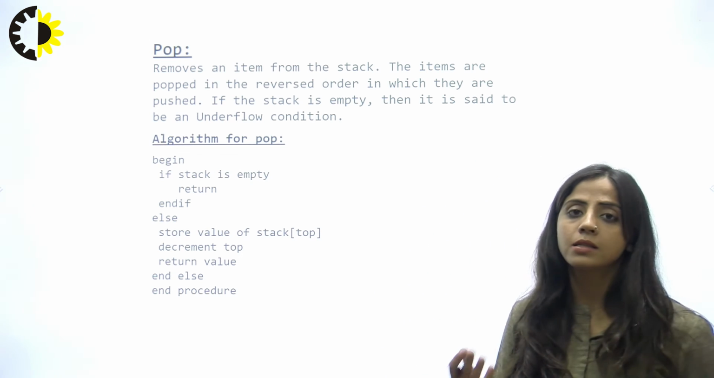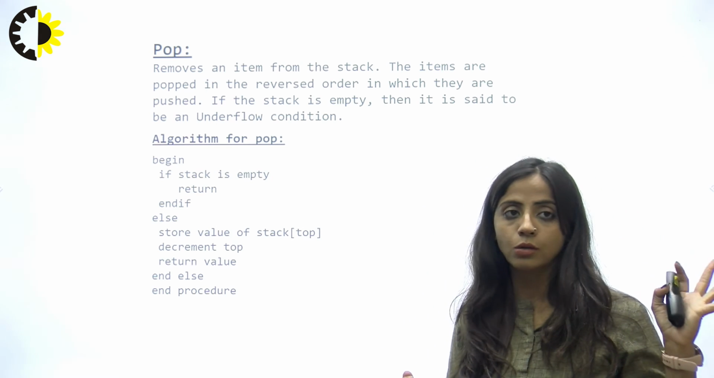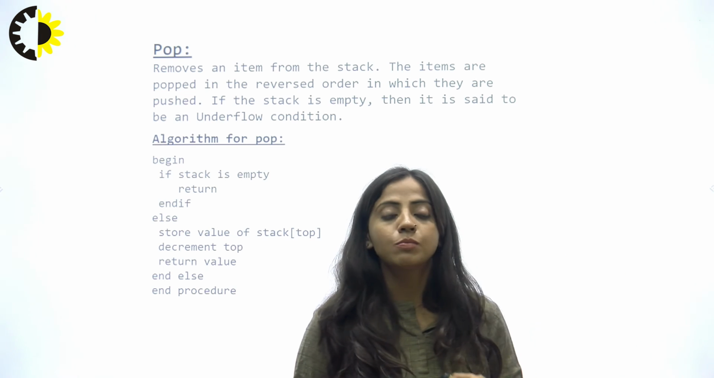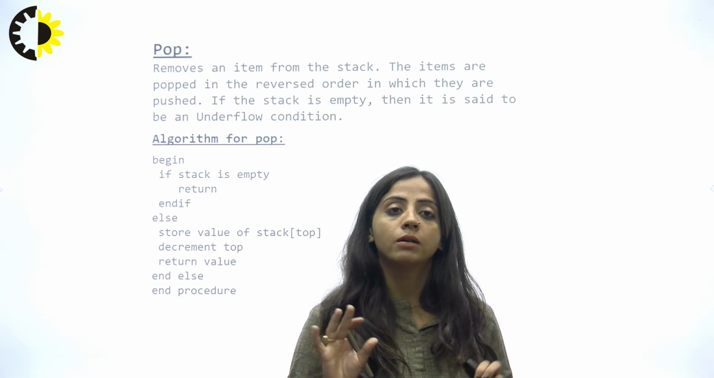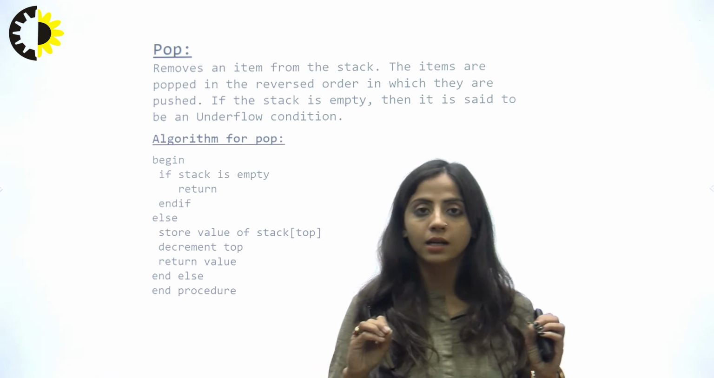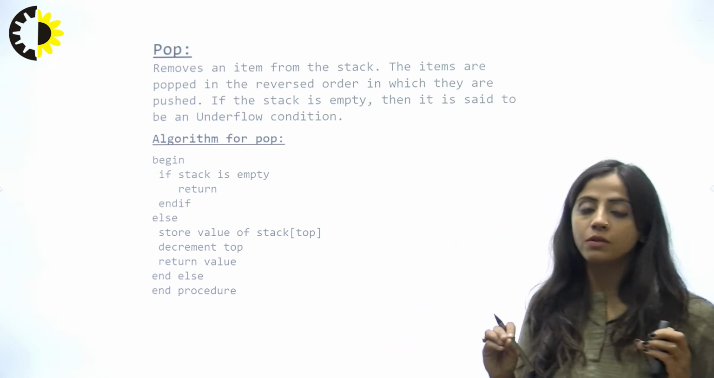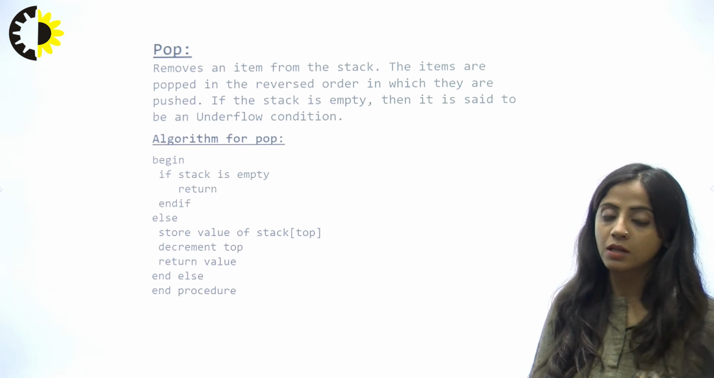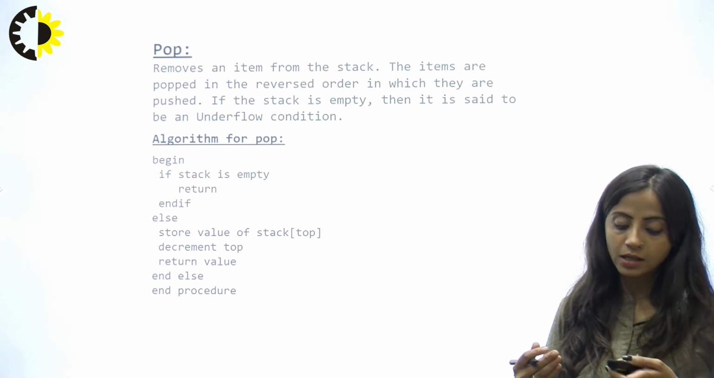Before ending this lecture, I'll just give you a quick introduction to POP. What happens in POP? What does POP basically do? POP basically removes an item from the stack. The items are popped in the reverse order in which they are pushed. If the stack is empty, then it is said to be an underflow condition.